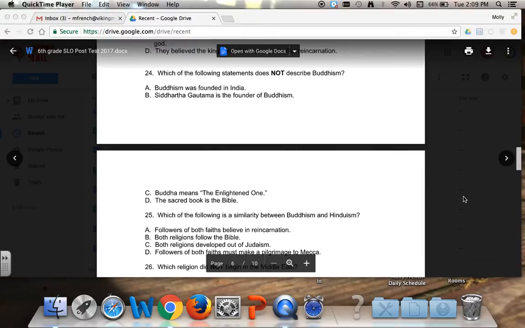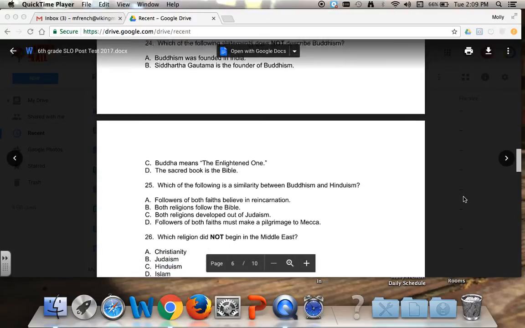Number 25. Which of the following is a similarity between Buddhism and Hinduism? A. Followers of both faiths believe in reincarnation. B. Both religions follow the Bible. C. Both religions developed out of Judaism. Or D. Followers of both faiths must make a pilgrimage to Mecca.